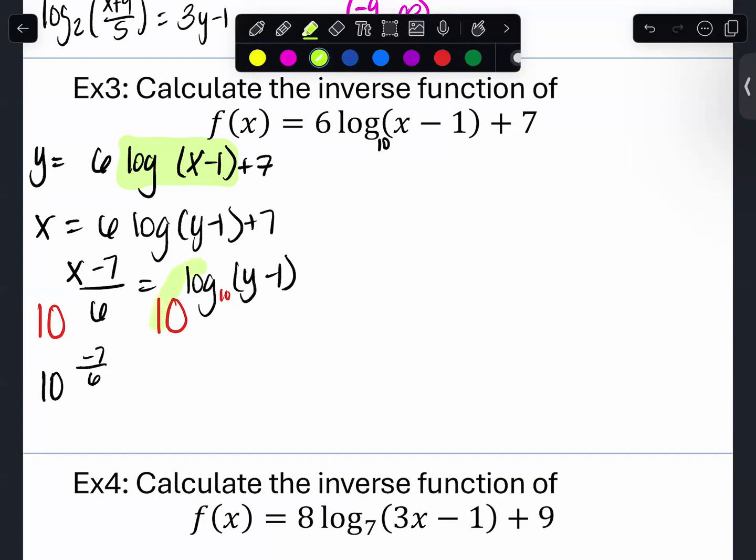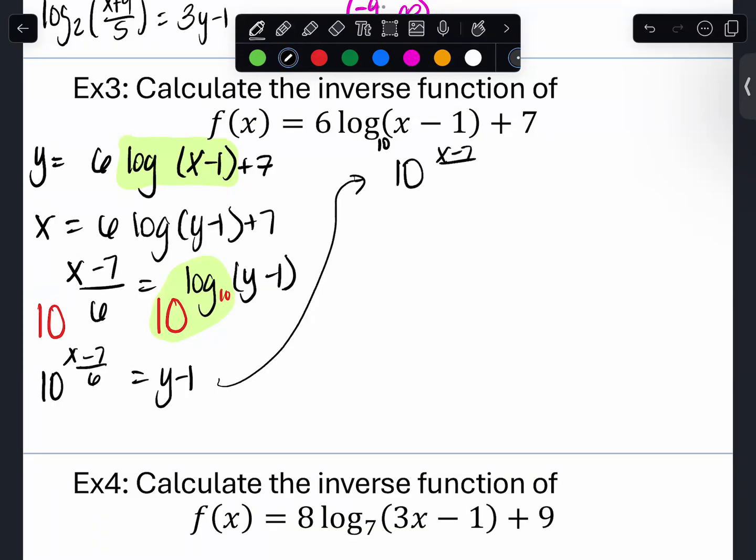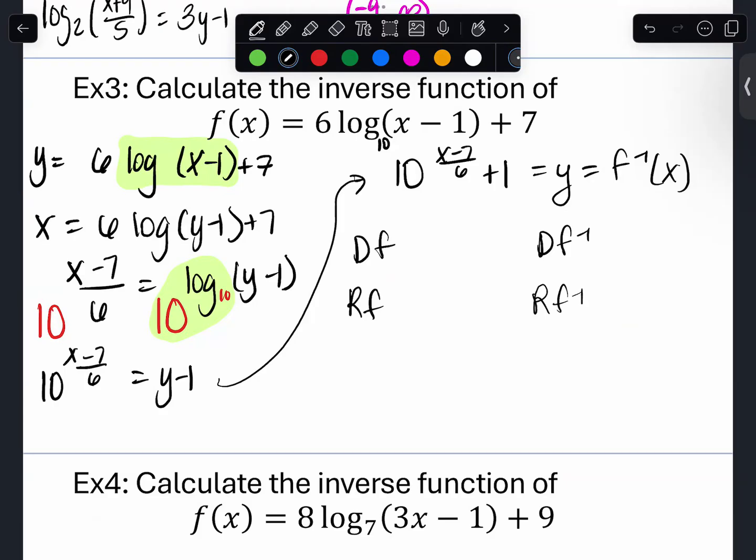Now that I have 10 raised to the log base 10 of something, those are inverse functions and they cancel out, leaving me with 10 to the x minus 7 all over 6 equals y minus 1. Last step, I'm going to add 1 over. Notice that adding 1 would not be in the exponent. So we're left with 10 to the x minus 7 over 6 plus 1 is equal to y, which is equal to the inverse function of f. Talking through domain and range of f, as well as the domain of f inverse and the range of f inverse.